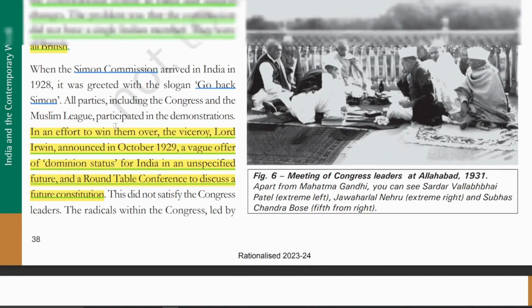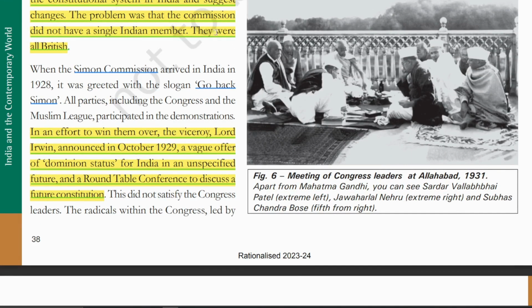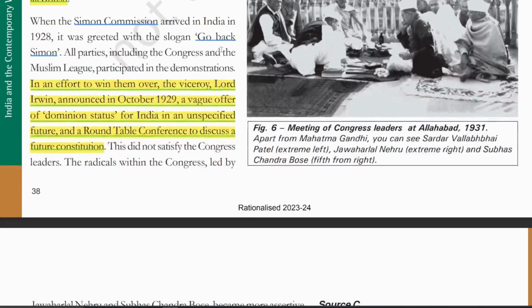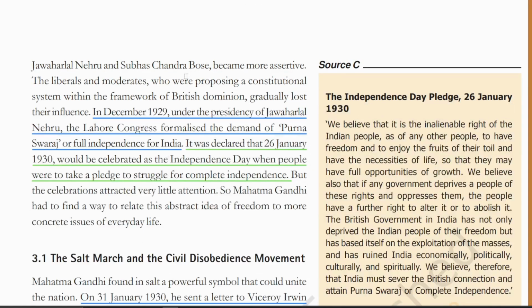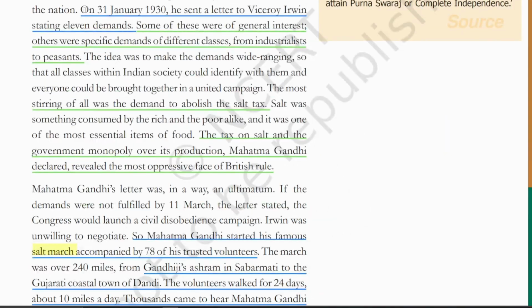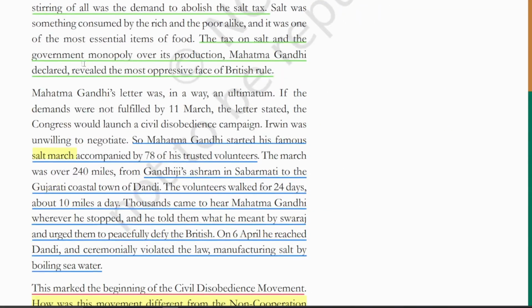So in an effort to win over, Lord Irwin announced. So basically here, Lord Irwin died. Gandhi sent 11 demands to Lord Irwin, which he denied. And that's how Gandhi went to the Salt March. That's pretty much it. I don't know why they made it so long. That is this part, getting the 11 demands.